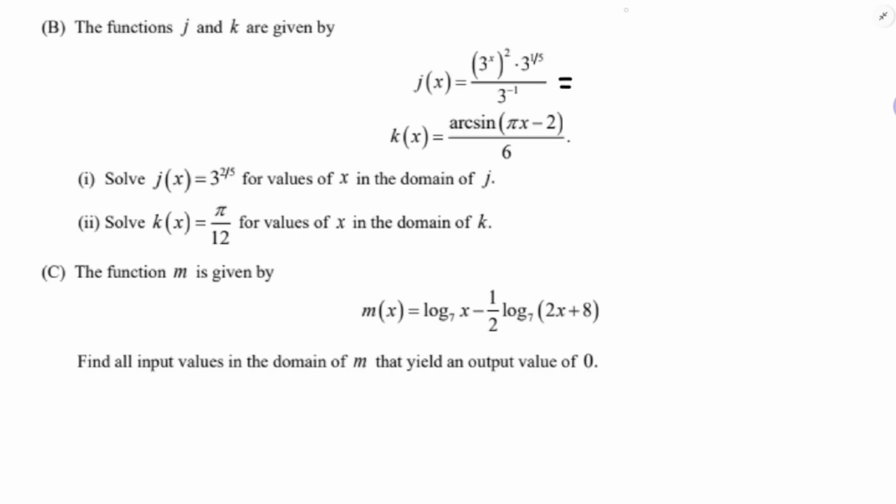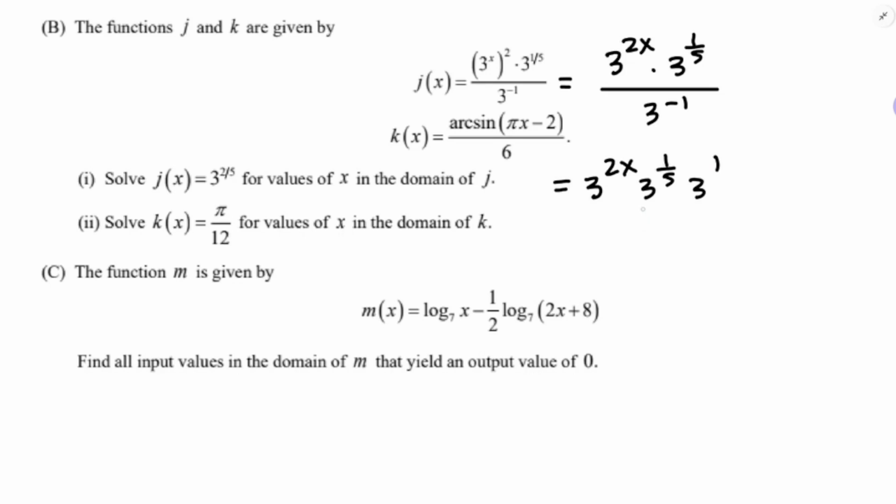When we have power of a power, we are multiplying the exponents, so that's 3 to the 2x times 3 to the 1 over 5, dividing by 3 to the negative 1. I don't know why you would divide by 3 to the negative 1. That's just going to become 3 to the 1 in the numerator. So it's 3 to the 2x, 3 to the 1/5 times 3 to the 1st. I'm just going to add all these exponents together. And so that's going to be 3 to the 2x plus 1 1/5, which is 6 over 5.